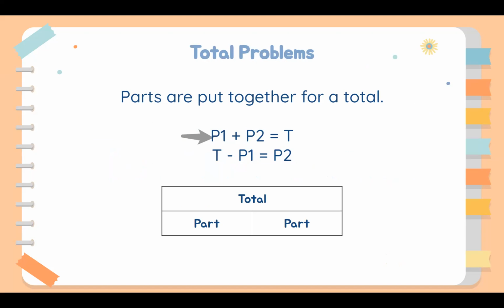Another equation we could use is the total minus a part equals another part. You could also use a graphic organizer to answer these questions. In my graphic organizer, you'll notice that the total is on top and that is equal to a couple different parts. Those two parts are going to make up our total.